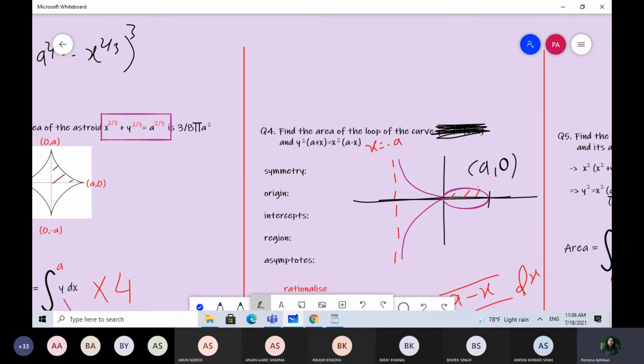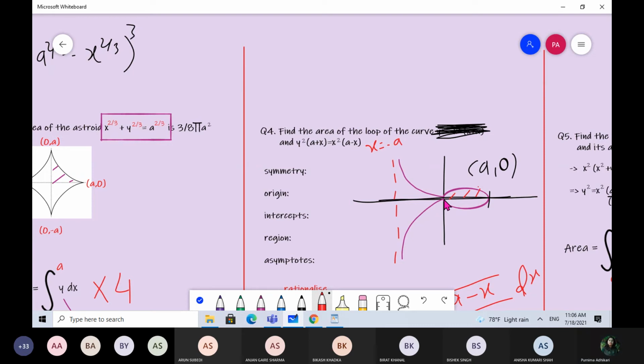Loop बनेगा, you all know what is loop हैन? हामीले धेरै curve हेरिसक्यो. So this is your loop, and you have to find out only this area. So what will be your limits of integration in this case? 0 to a. Yes, exactly. 0 to a. Origin देखि सुरु गर्नु पर्यो until a.